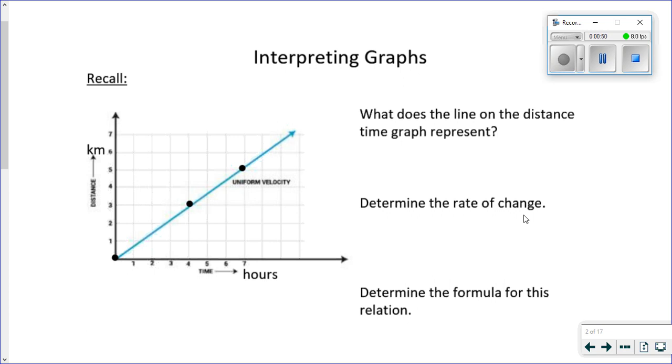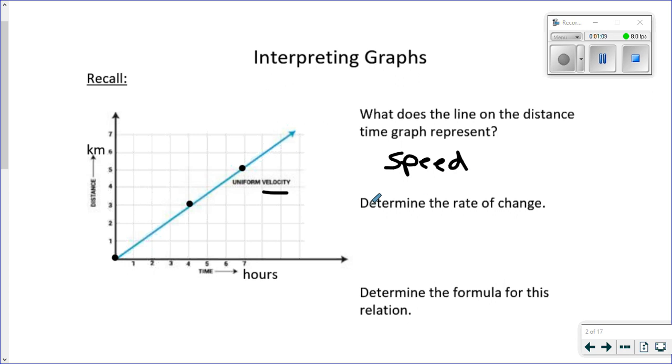What does the line on the distance time graph represent? So the instant that we're talking about a distance time graph, hopefully you're thinking speed. If not, the fact that it says velocity in there should give it away, but we're looking at speed. Of course, I am making the assumption that you know what the word velocity means.